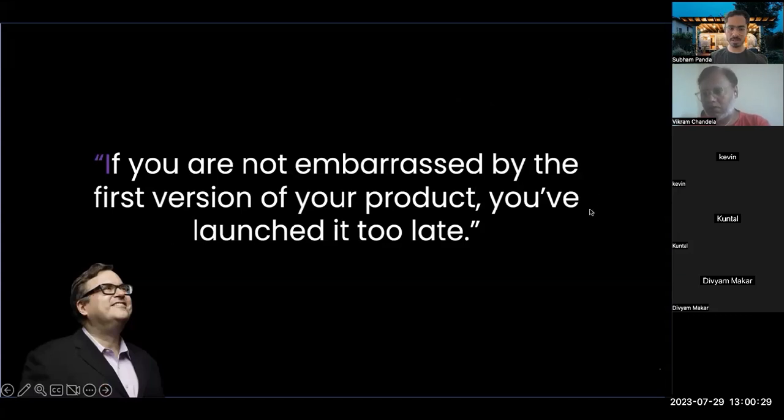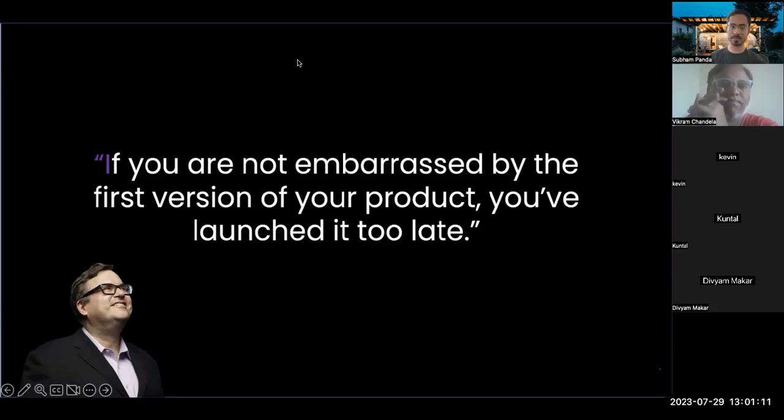So here's something by Reid Hoffman, not a motivational quote, but can be a demotivating quote as well. If you're not embarrassed by the first version of your product, you have launched it too late. So I urge you to launch next week itself, in whatever version, whatever way you can. Not beyond next week, because next Saturday we'll be talking about the growth or product framework, and by then if you do not have your lean MVP launched, then it won't be that useful.